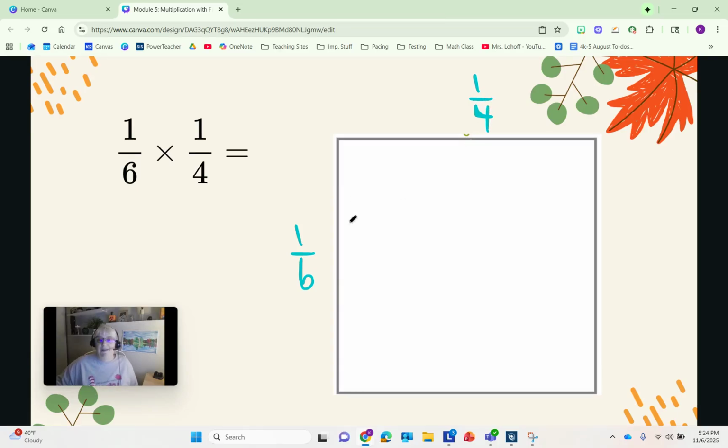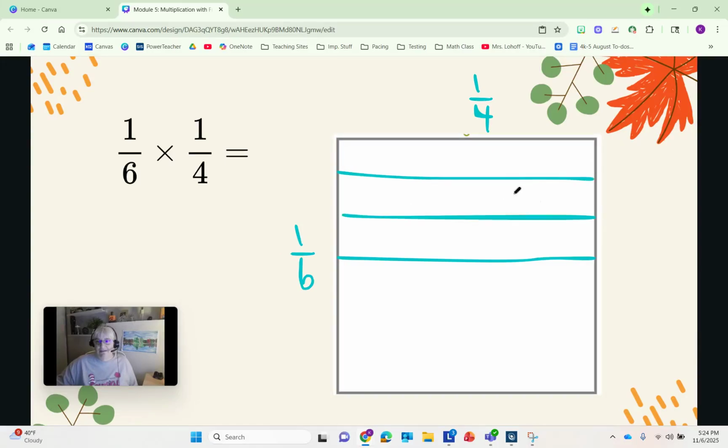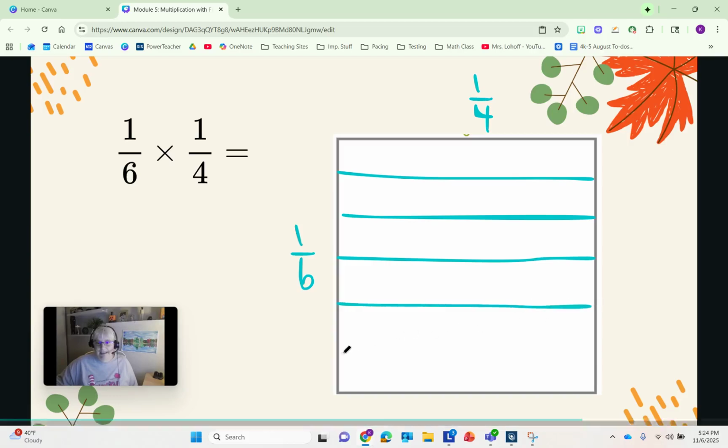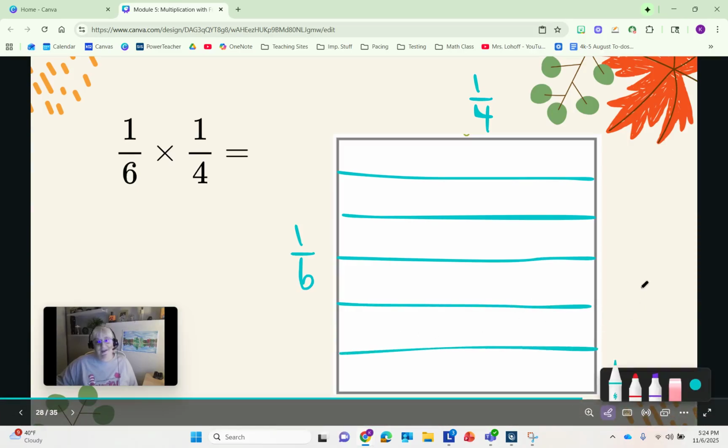Then we have the fun task of trying to divide things equally. So to get 6, I divide the box in half, and then I divide each half into thirds. So we have 3 sections here and 3 sections here, and that's fairly even. Not bad, Mrs. Lohoff. Fourths is fairly easy.